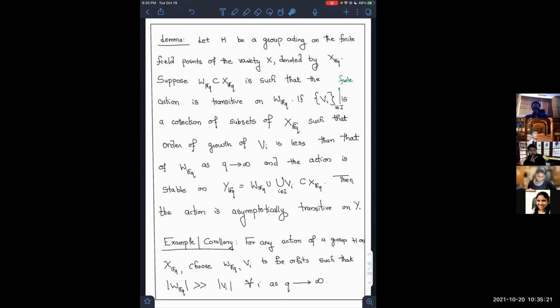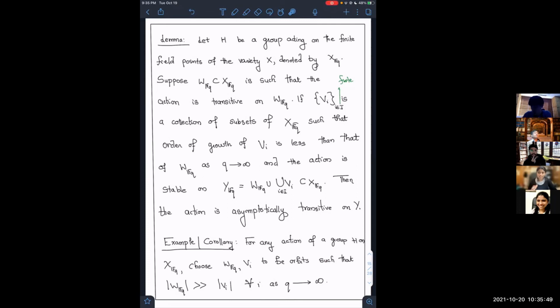union space. So it's not completely backwards, because, for example, you can think of W_F_Q and V_i as just the orbits of the action, and the order of growth of W_F_Q should just be greater than the order of growth of V_i. Okay, so that gives us a collection of examples of asymptotic transitivity to work with.